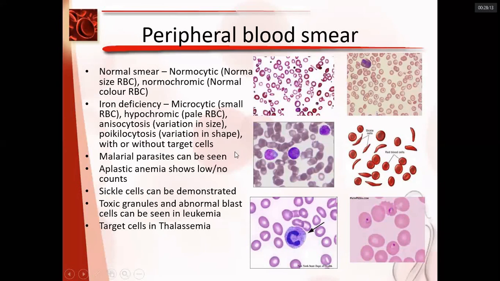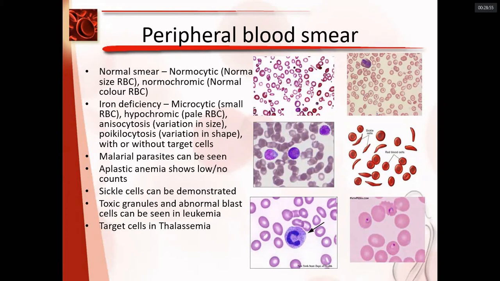And sometimes in peripheral blood smear, you may be lucky enough to identify the cause of anemia if you see malarial parasites themselves. Sometimes the blood smear may show no or low counts, showing that aplastic anemia may be a cause of the anemia. Sometimes you may see sickled cells, like here, there may be sickling of cells. There may be toxic granules, if you see here, and abnormal blast cells, as seen in leukemia, and there may be target cells you can see in thalassemia. So the blood smear may tell us a detailed picture about the type of anemia, and hence direct our management towards the cause.